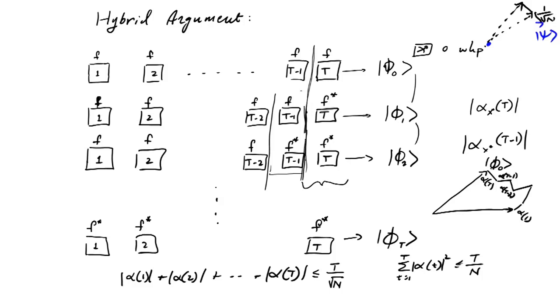Okay, so that's the distance between these vectors, and that's a bound. In order that you can distinguish these two vectors, the distance between these must be a constant because it relates to the probability that you can tell them apart. And so in order to tell them apart, it must be the case that T is large compared to square root of n. So T must be about square root of n to get constant probability of success. Okay, so that's the argument. That's called the hybrid argument.